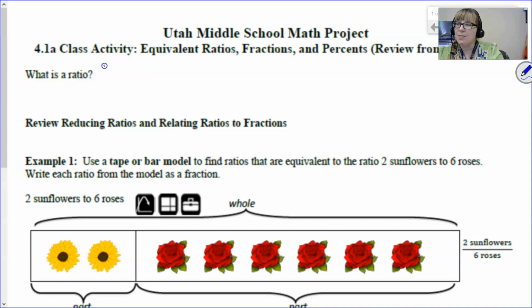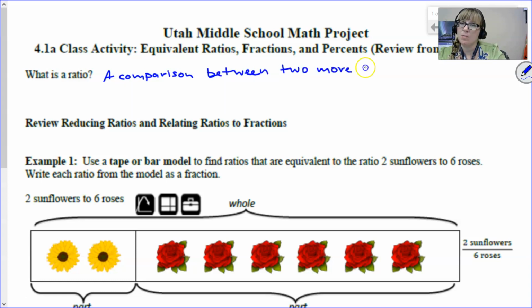Now that we're back, a ratio is a comparison between two or more quantities. Typically, we will only be comparing two quantities. Sometimes we will be looking at more than two quantities.